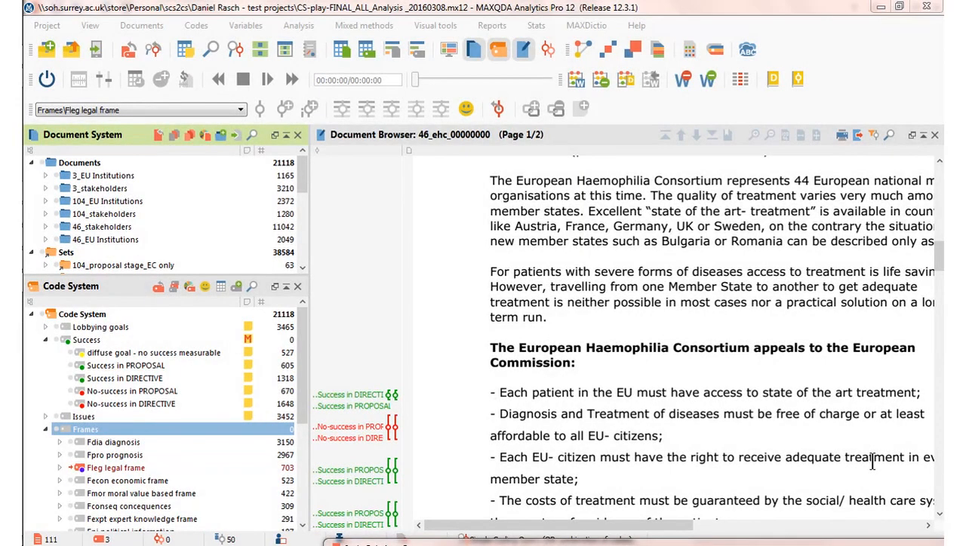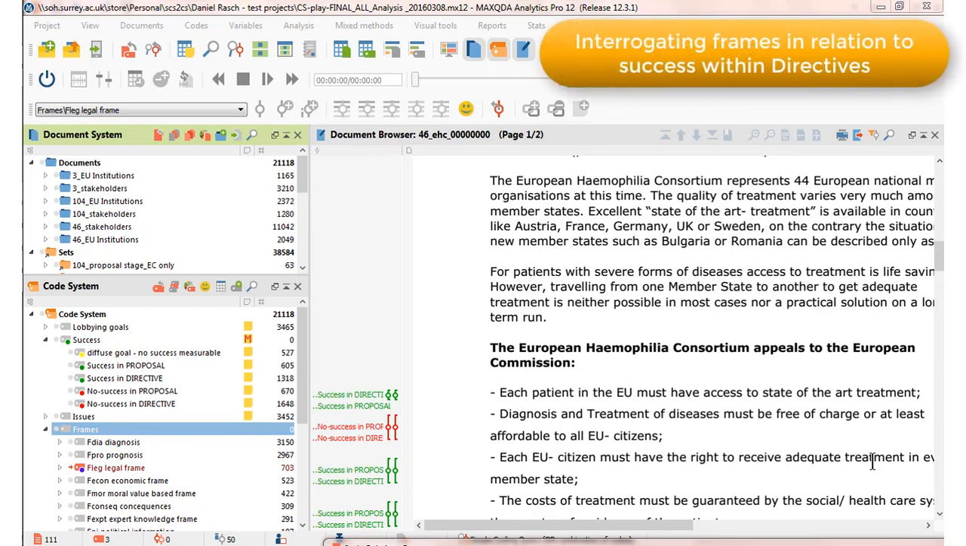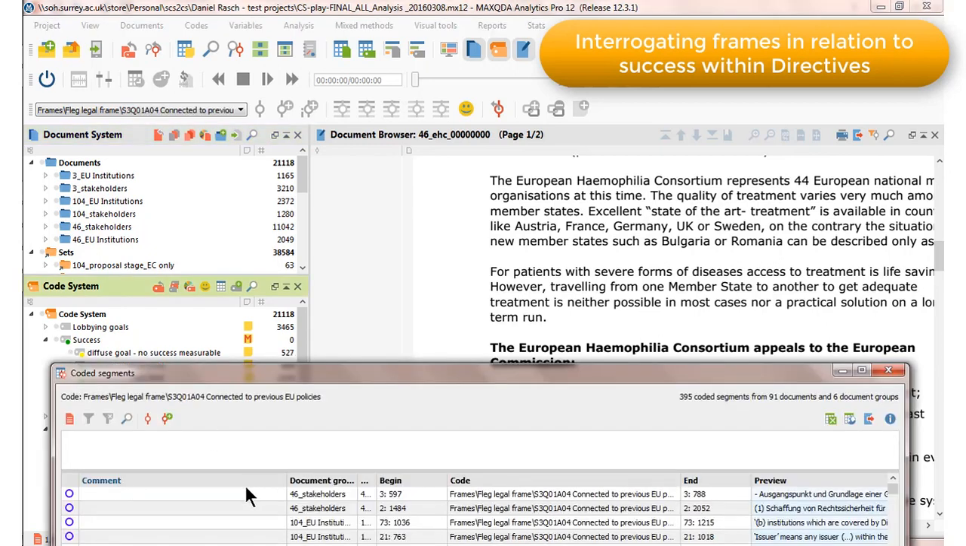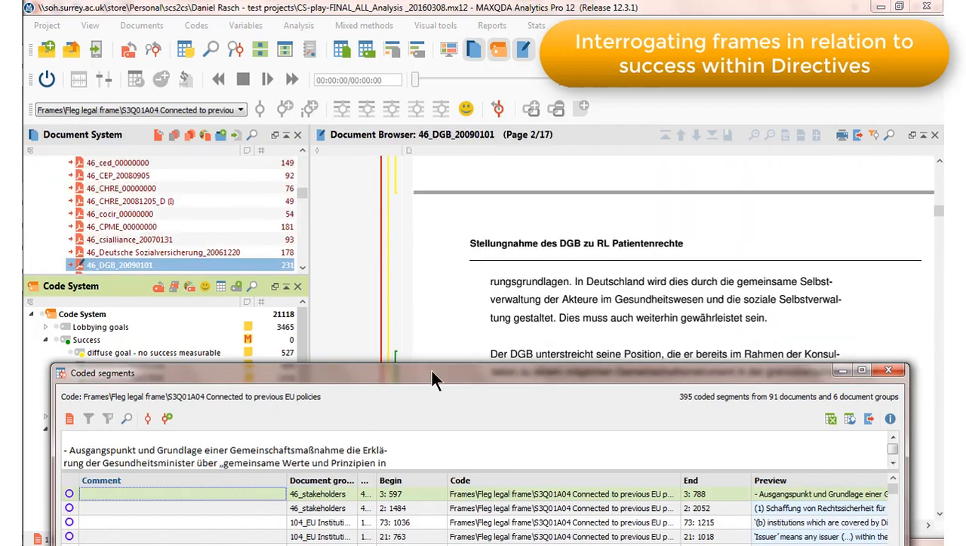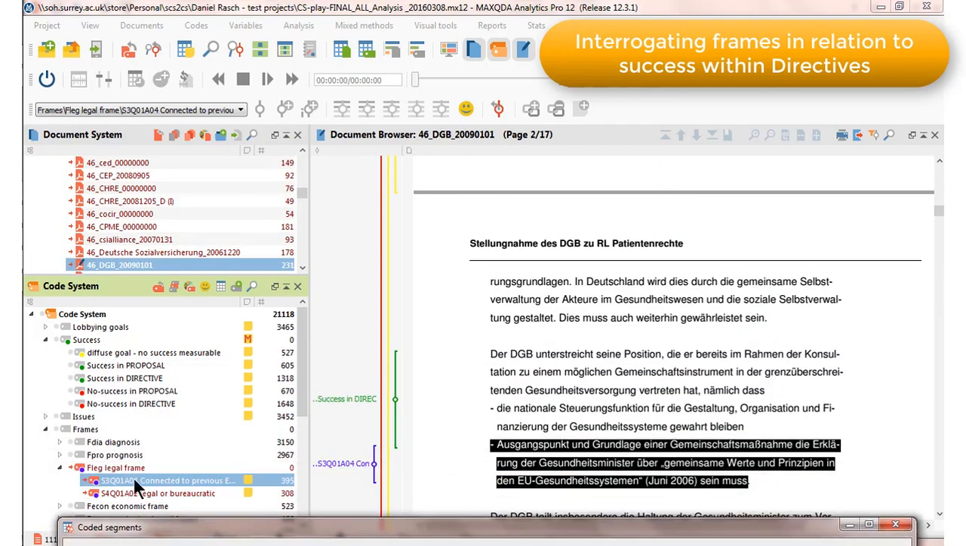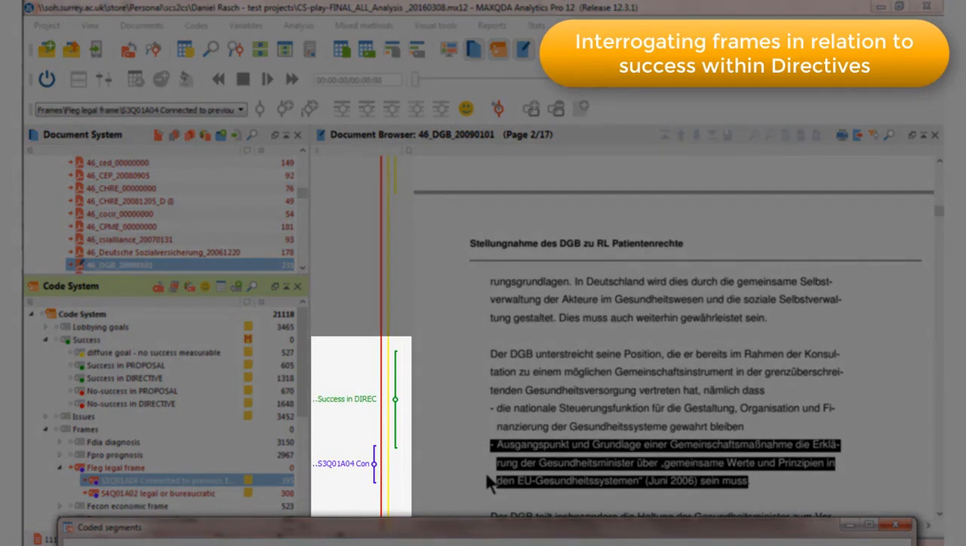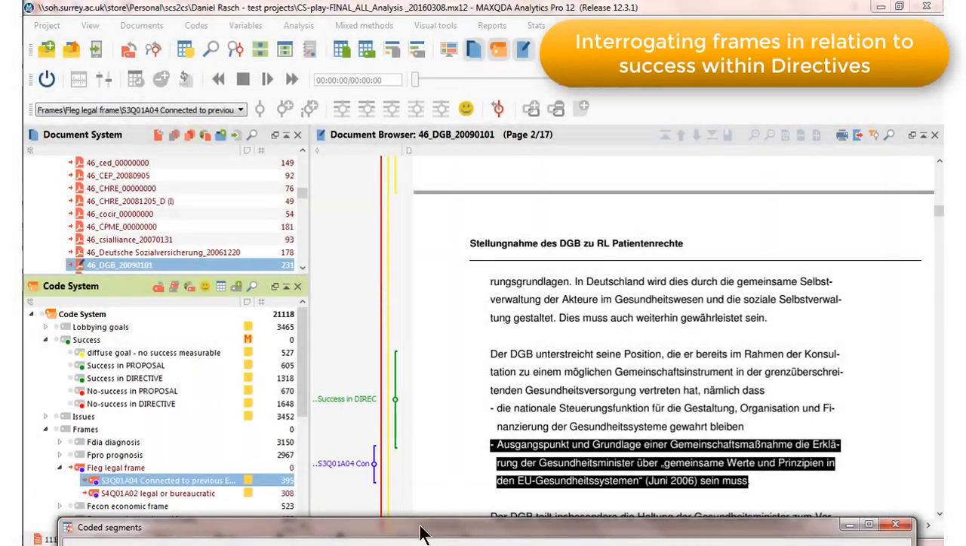Okay, so now let's think a little bit more about why it was useful for Daniel to represent his concepts as codes. The reason is because Daniel wants to interrogate his data to see whether certain types of frame are successful or unsuccessful in relation to each directive. And he can do that because he has got co-occurring codes. So we can see here, when retrieving coded segments based at one of the dimensions of the frame, that we've also got co-occurrences here with some of the success codes.